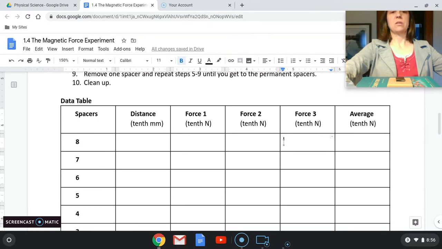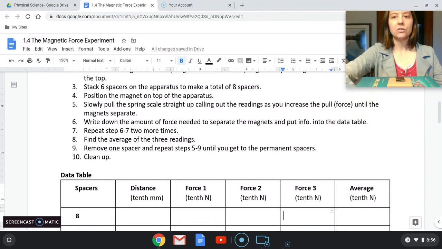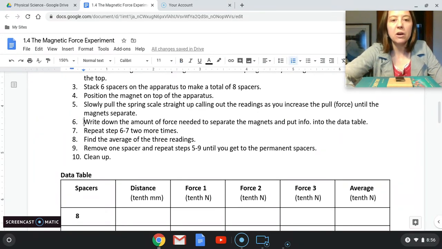We'll do the average in a minute, but let's come up here to number 6. Write down the amount of force needed to separate the magnets and put the information into the data table. Repeat steps 6 and 7 2 more times. Well, we already did that. And find the average of the 3 readings. Well, 0.5, 0.5, and 0.5, you add those all up together and divide by 3, you'd get 0.5 newtons.